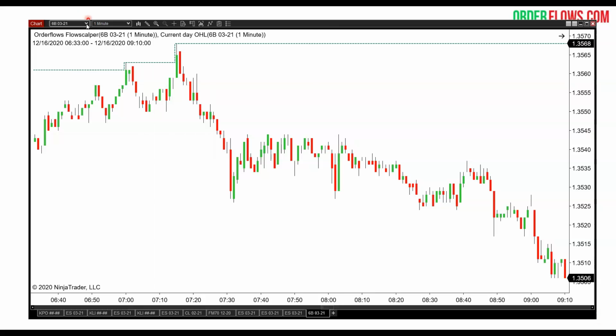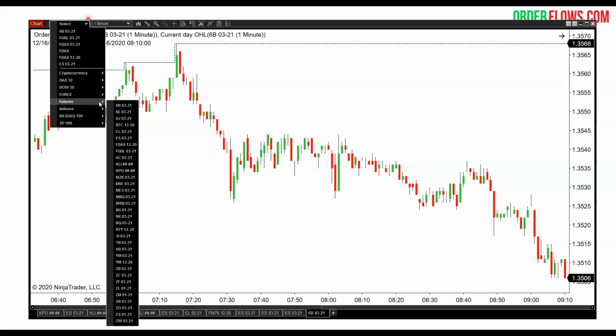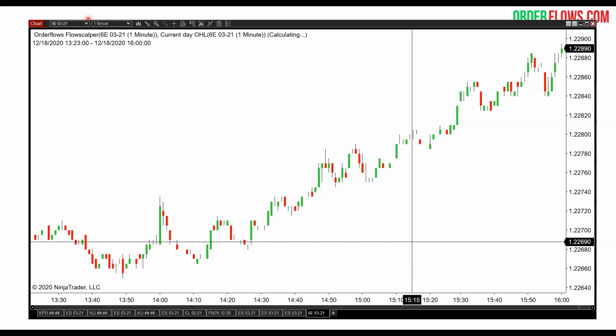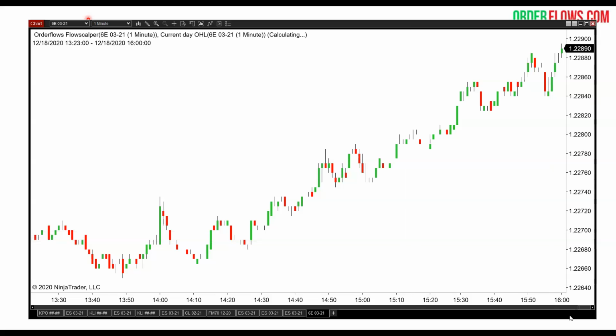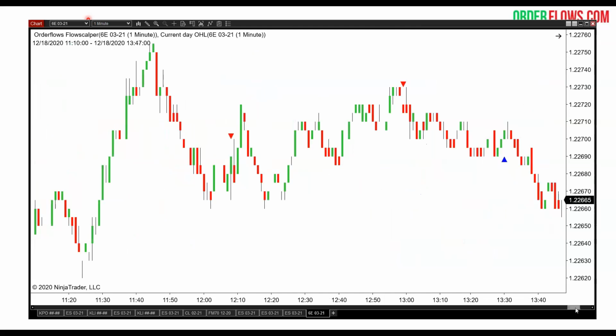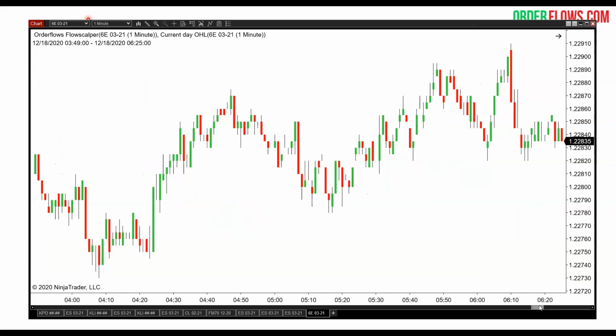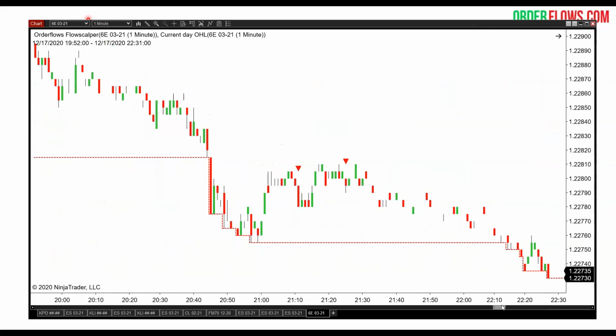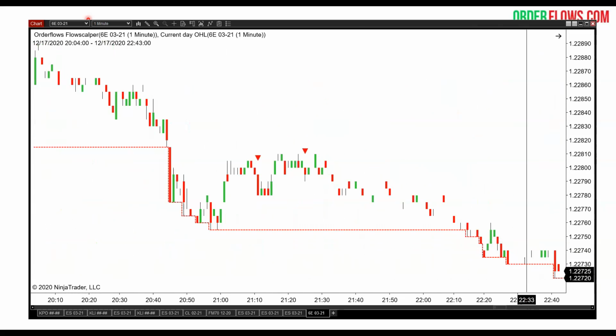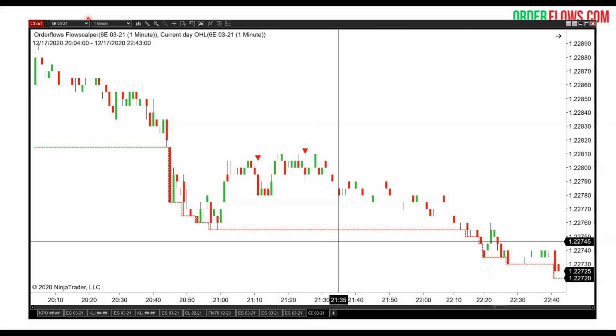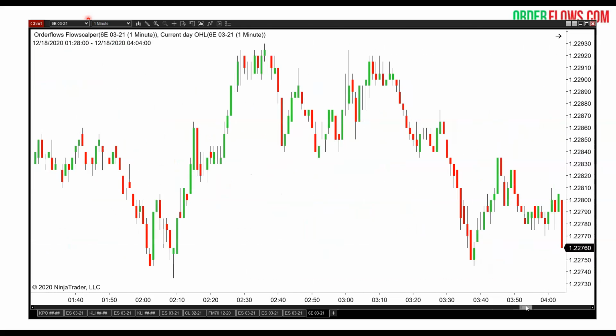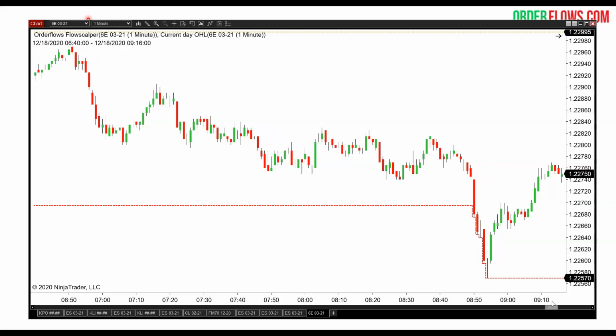This is British pound. Let's take a look at euro currency. Again, same settings. Contango is turned off. The swing filter is on. Here's a sell. There's a buy that doesn't work. There's no signals there. Now, again, if you're like, Mike, why do I have signals at night, but during the day, you see here, there's nothing.